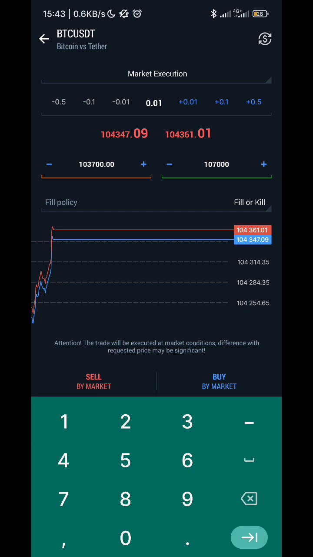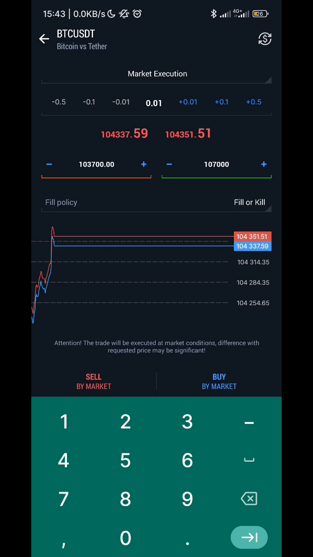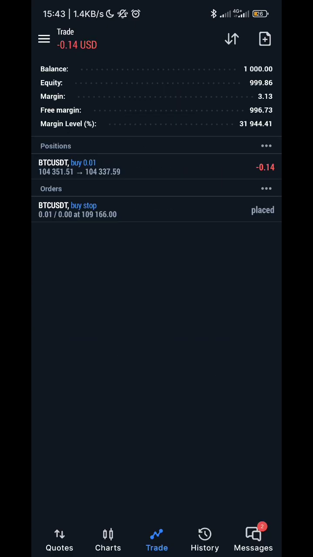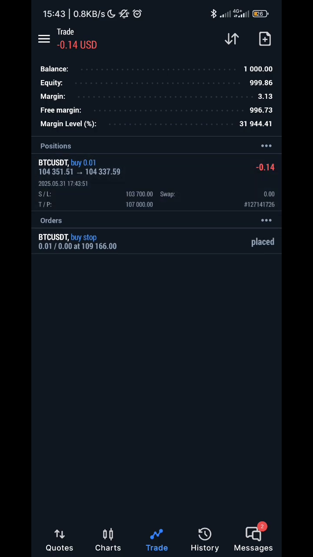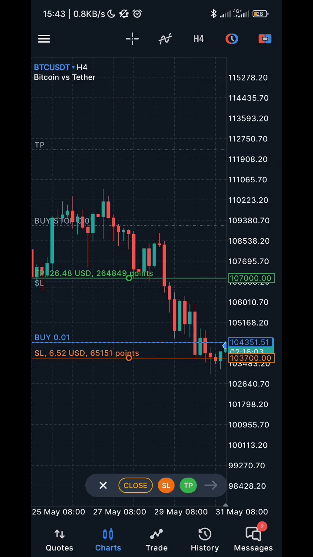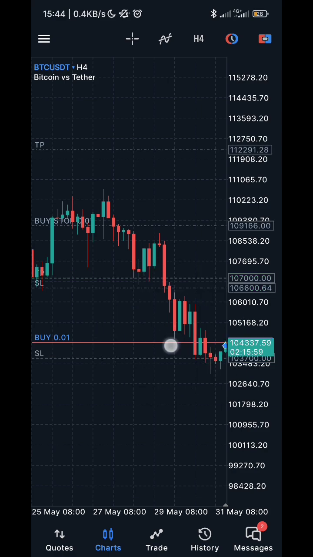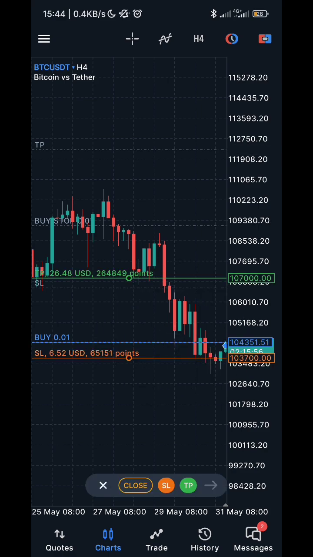Since my SL is lower than my TP, that means I'm buying. But once my TP is lower than my SL, it means I'm selling. So 103 is lower than 107, meaning that this is a buy. So I'll put buy by market. And if you see, I'm currently in this trade. It was just a random trade I entered. Let's go to the charts. You can see that currently this trade is active. That's why you can see this circle beside this buy 001. In this trade, I'm planning to risk $6 to make 26 USD. So this is how you can place a trade.